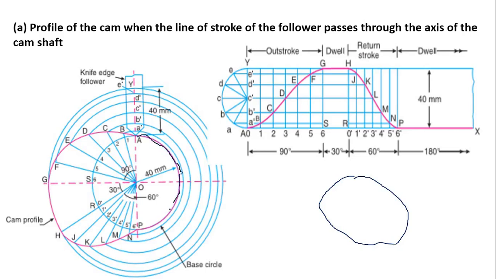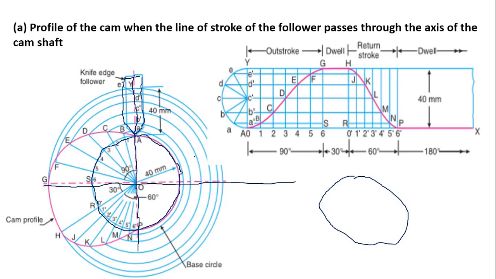This is the base circle, and this is a knife edge follower, and in this case the axis of the follower is passing through the axis of the cam. We can easily see in here, this is the axis of follower which passes through the center of the cam. This O will be the center of the cam.